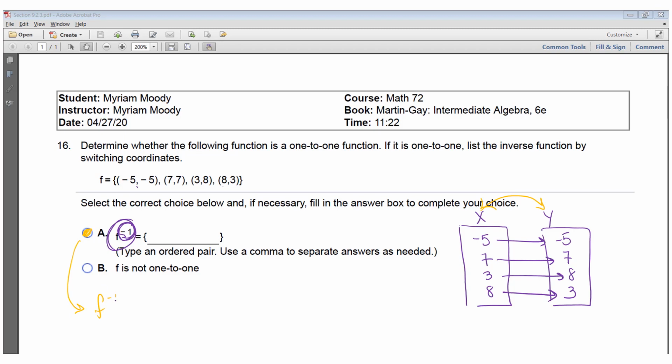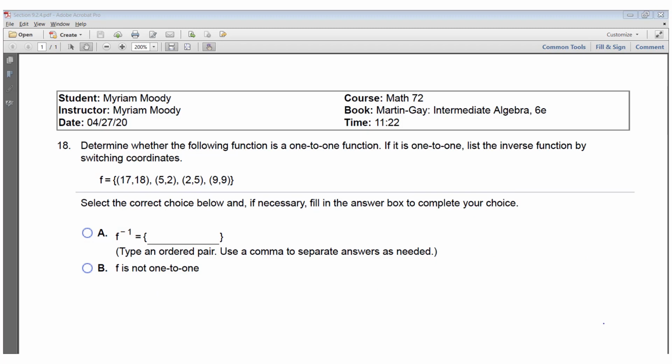So the inverse function, my input now is -5, and my output is -5, so that really didn't do anything for us, right? The input is now 7, and the output is still 7. The input is 8, and the output is 3. The input is now 3, and the output is 8. This would be my inverse function. Cool? Okay, let's take a look at another one.